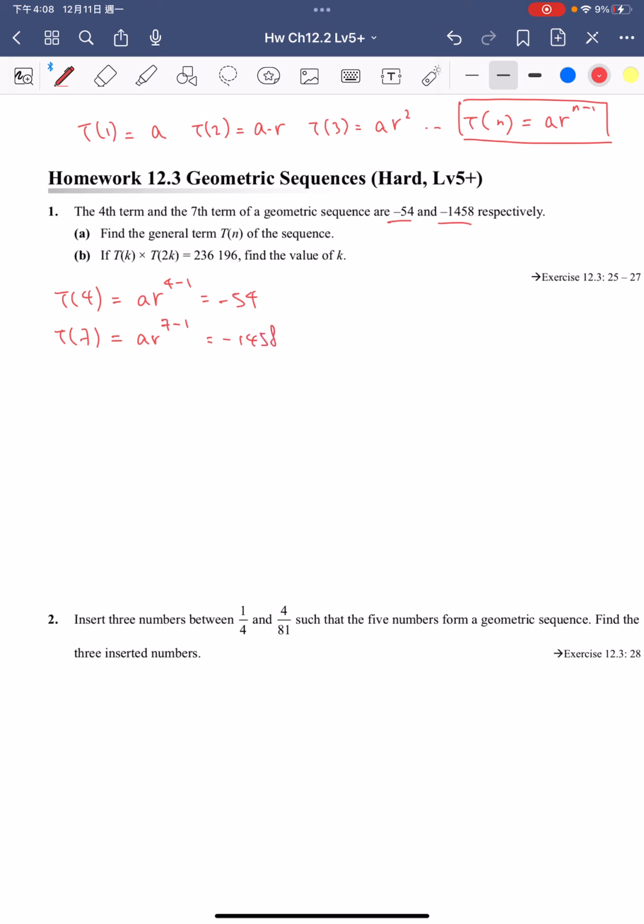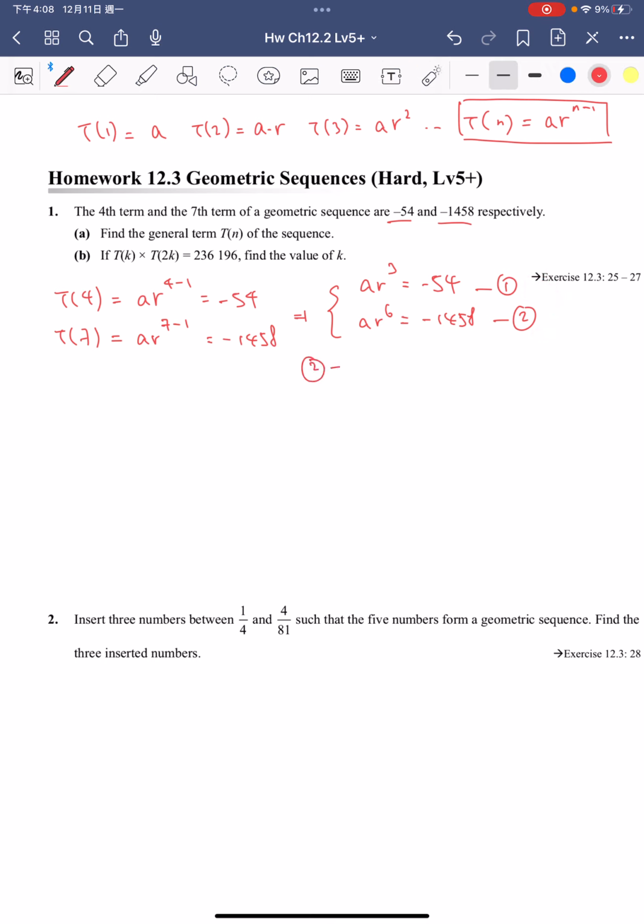Then what we're going to do is simplify first. So we can get ar to the power of 3 is equal to negative 54, and then ar to the power of 6 is equal to negative 1458. The next step, we can try to simplify it. This is the first one, this is the second equation. Then we can use the second equation to divide by the first equation.